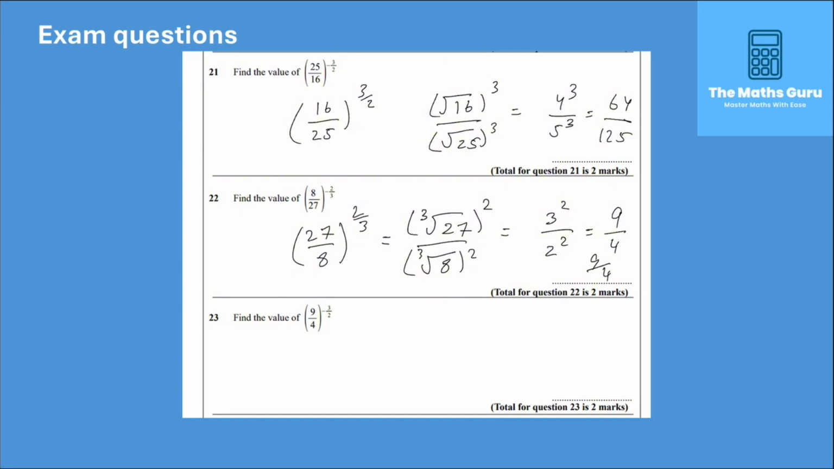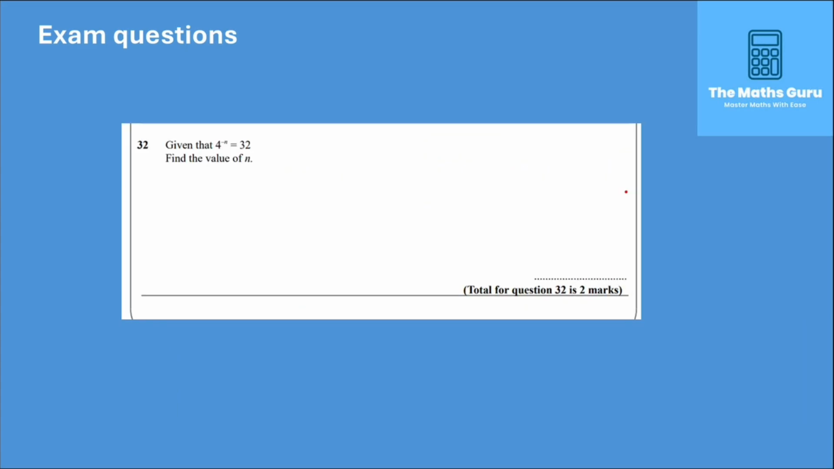Okay, looking at number 3, we have 9 over 4 to the power of negative 3 over 2. Flip the fraction to get 4 over 9 to the 3 over 2, which is going to be the square root of 4 over the square root of 9, and then cube each one individually. So this is going to be 2 cubed over 3 cubed, which is going to be 8 over 27. Okay, moving on to the next question.